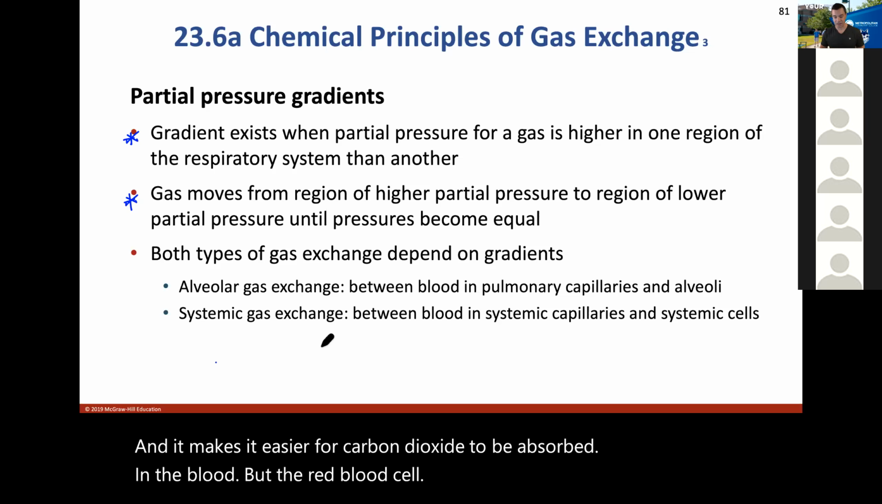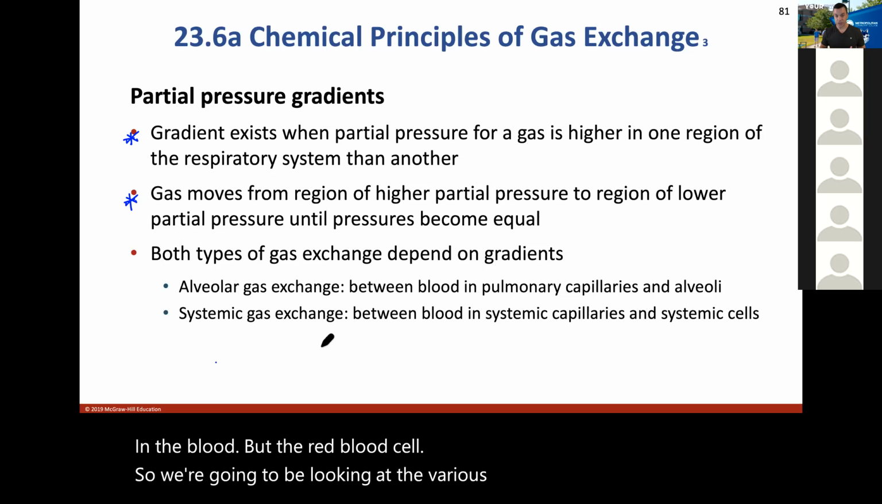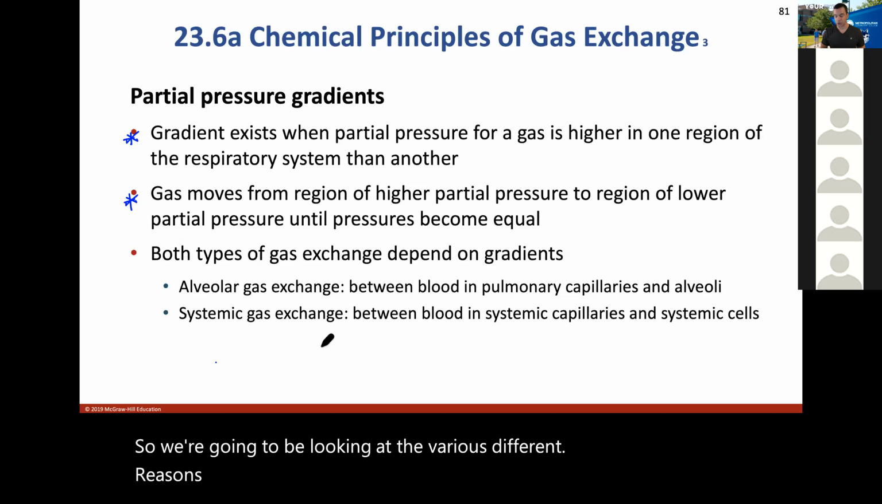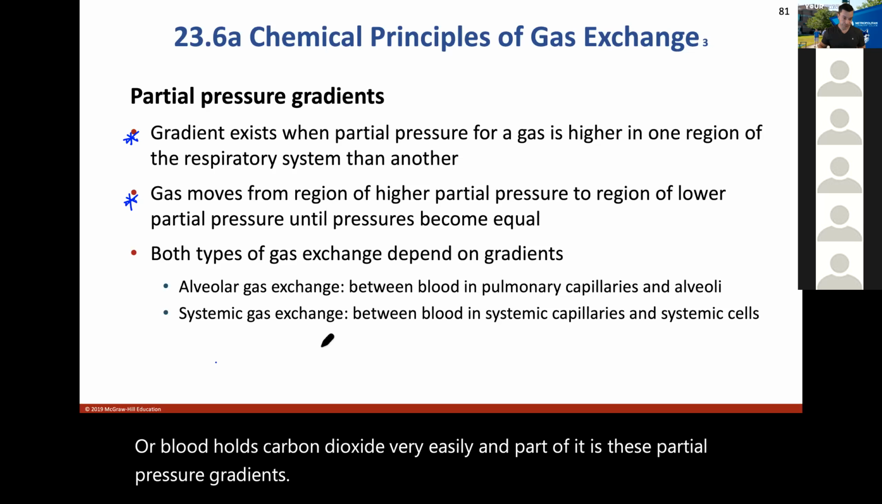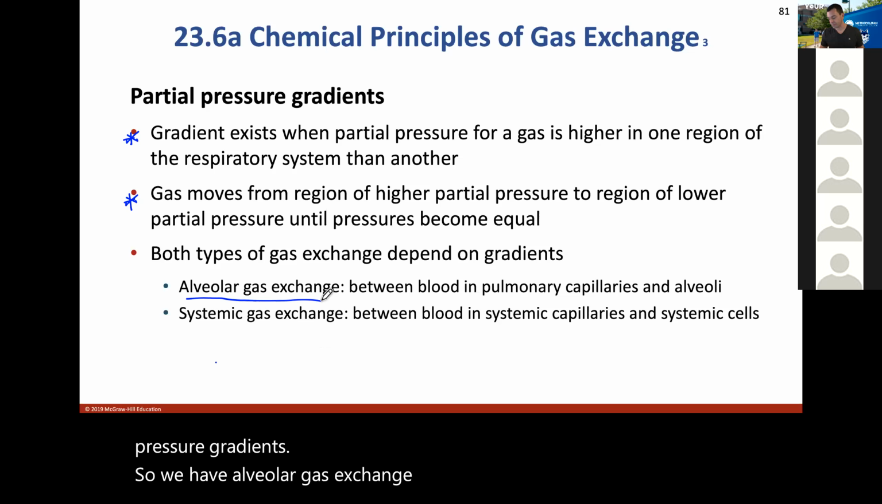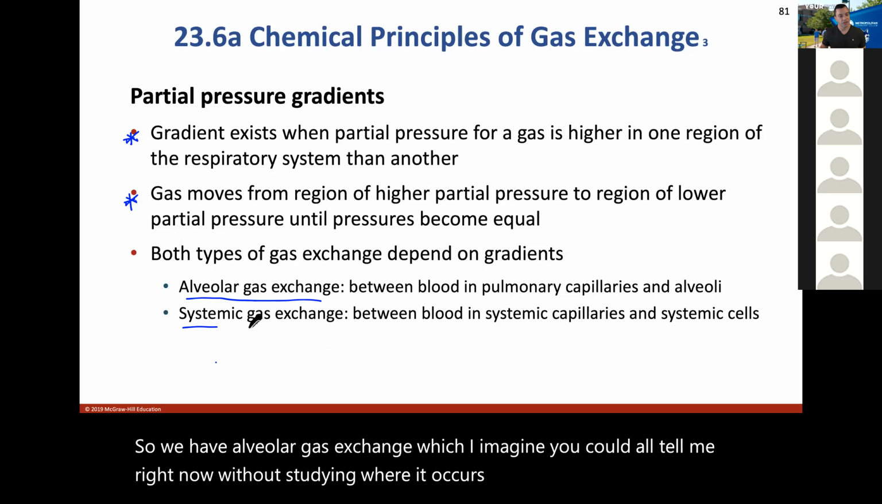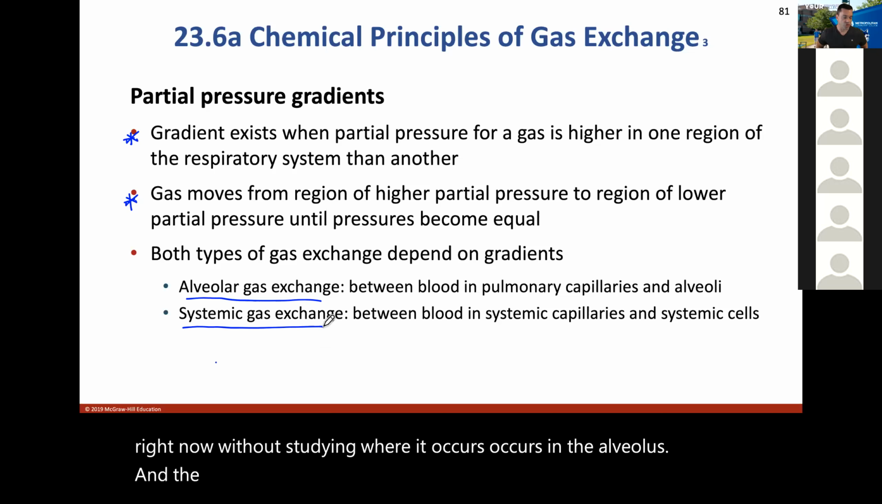So we're going to be looking at the various different reasons why red blood cells hold oxygen or hold carbon dioxide, or blood holds carbon dioxide very easily, okay? And part of it is these partial pressure gradients. So we have alveolar gas exchange, which I imagine you can all tell me right now without studying where it occurs. It occurs in the alveolus. And the systemic gas exchange is going to be occurring within the capillary bed.